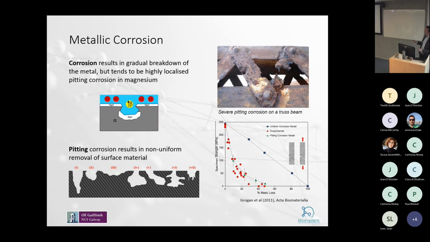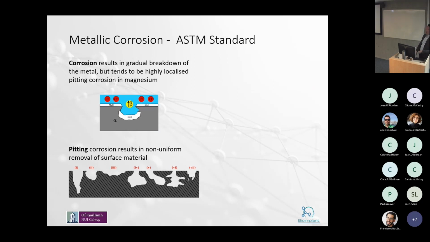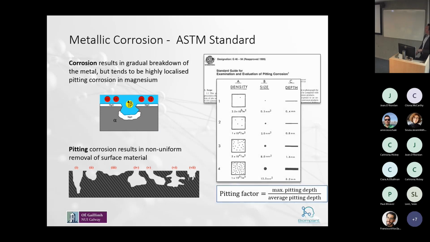This is an example of surface pitting corrosion in a bridge truss frame, where you can see these distinct localizations of pitting corrosion, which, as a structural engineer, is going to cause significant stress concentrations and put that structure under stress. And this is also seen in magnesium implants. Here, this is your specimen strength versus percent mass loss. Even with relatively small levels of mass loss, you can get a drastic reduction in specimen strength in a magnesium structure.